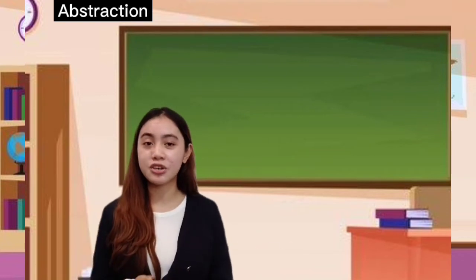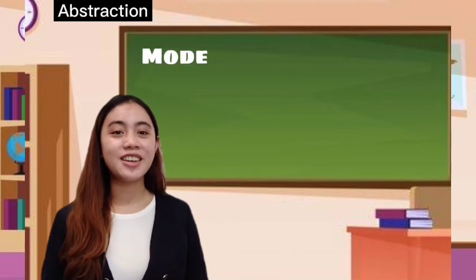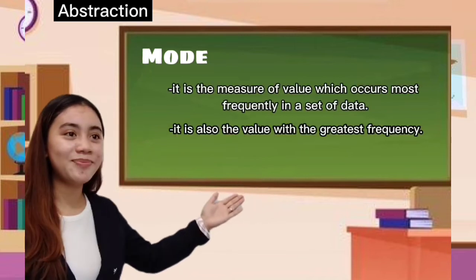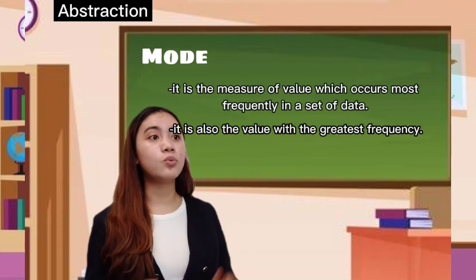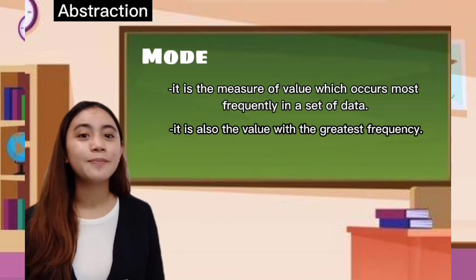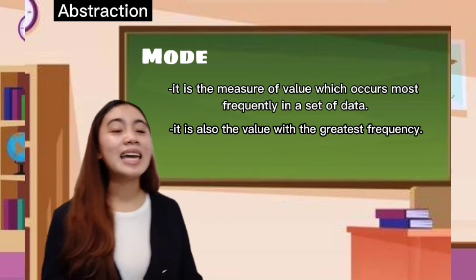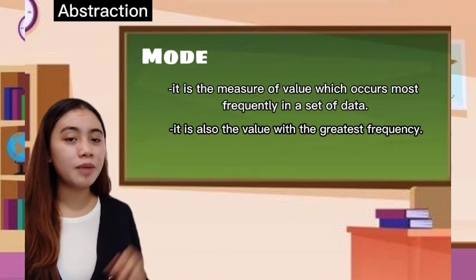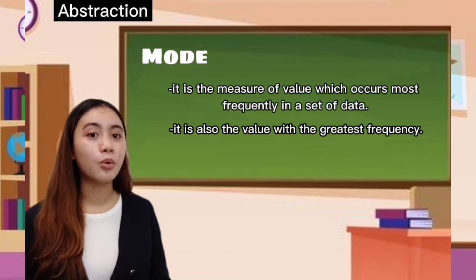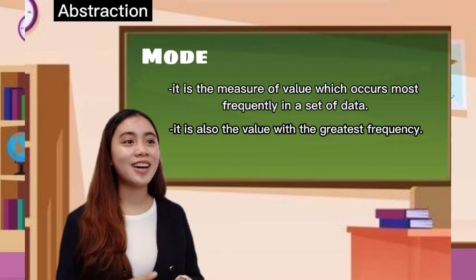So the last measure of central tendency is the mode. Everybody please read, what is the mode? Very good. The mode is the measure or value which occurs most frequently in a set of data. It is the value with the highest frequency. So always remember that a data set can have more than one mode or none at all.